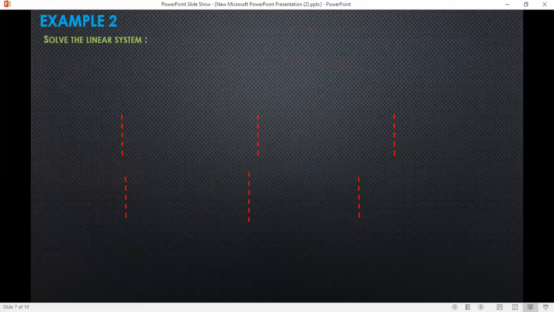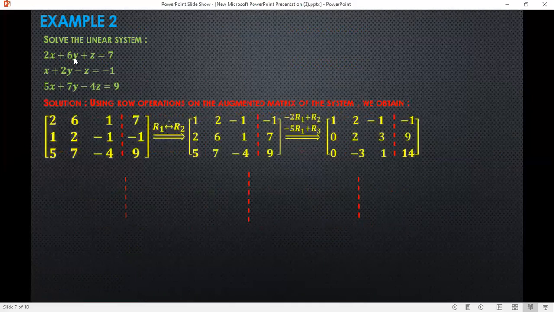For the second example here, solve the linear system. In this case, we have three linear equations in three variables. Then I'm going to move into a bigger example. In this case, our augmented matrix will be in this form. The coefficients are 2, 6, 1, and the constant is 7. For the second one, 1, 2, negative 1, and the constant is negative 1. And for the third line, here we have 5, 7, negative 4, and 9.